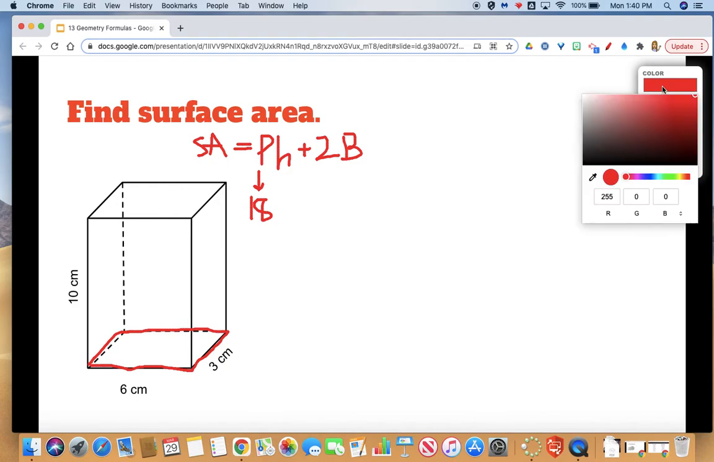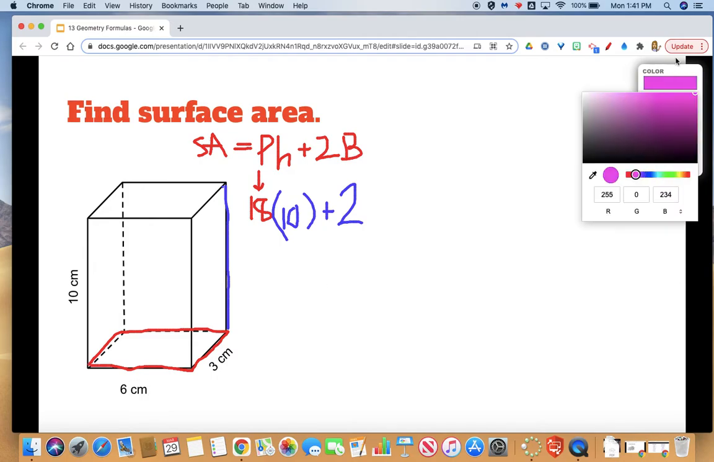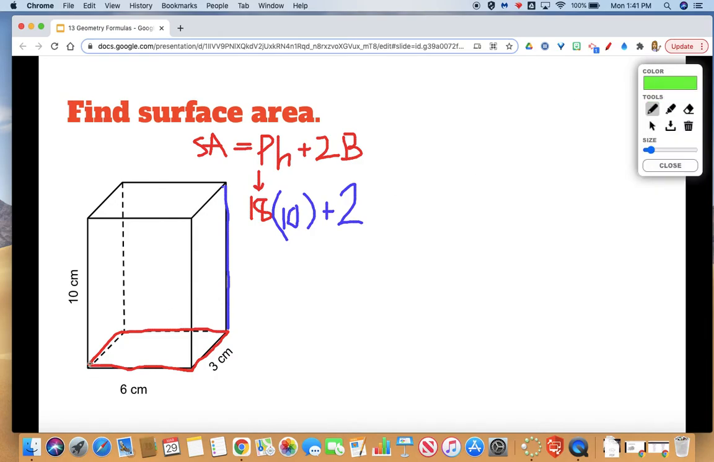Height of the figure is the distance between the two bases. So this line is the distance between the two bases, which is 10. Okay, plus 2 times area of the base. So my base was made up of 6 and 3 down below. So if I multiply 6 times 3 to get the area, I would get 18.